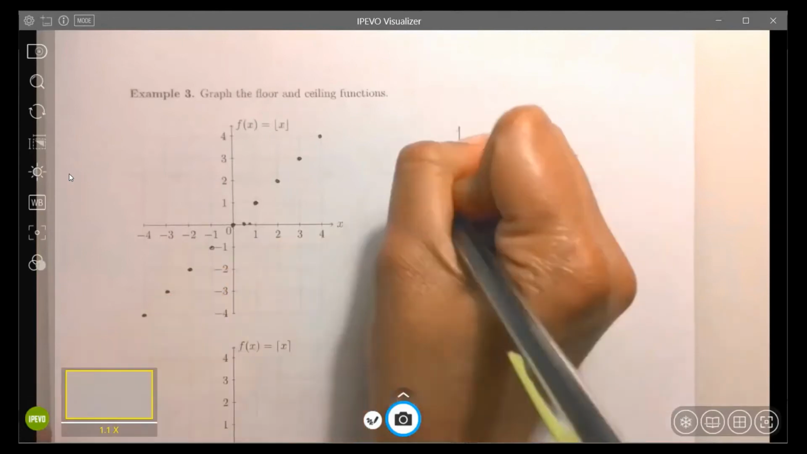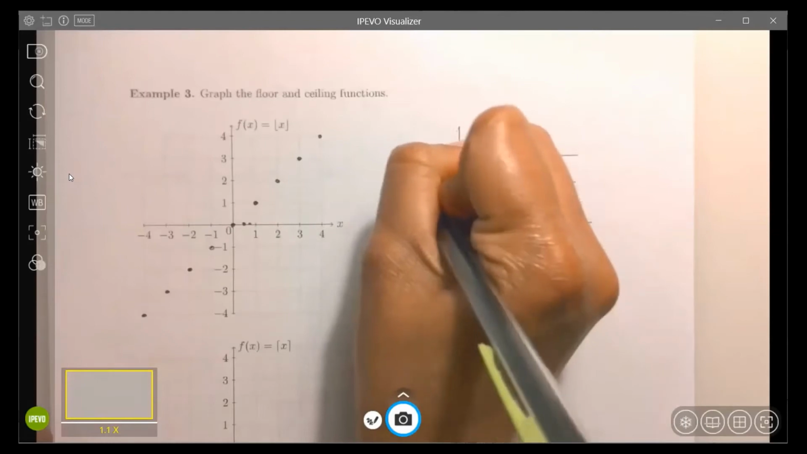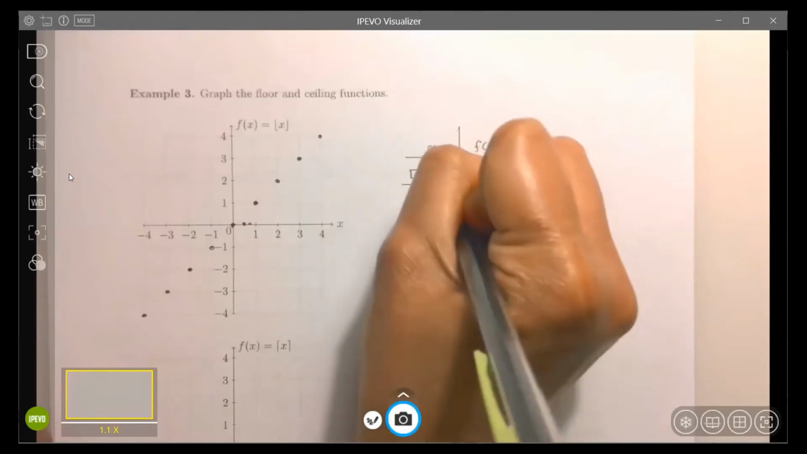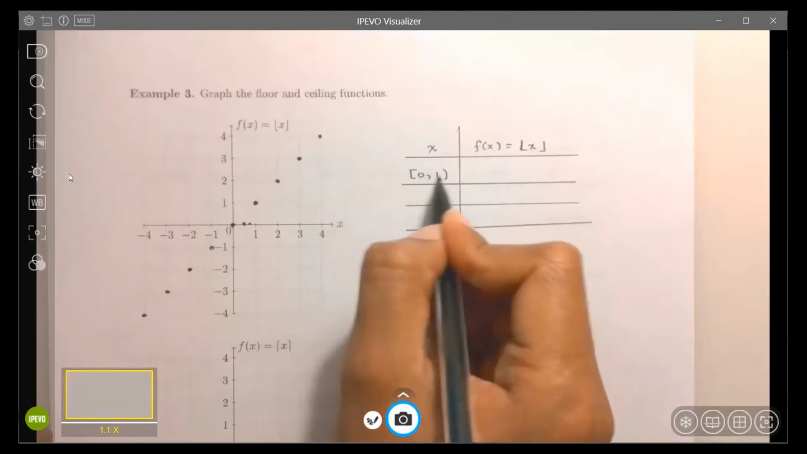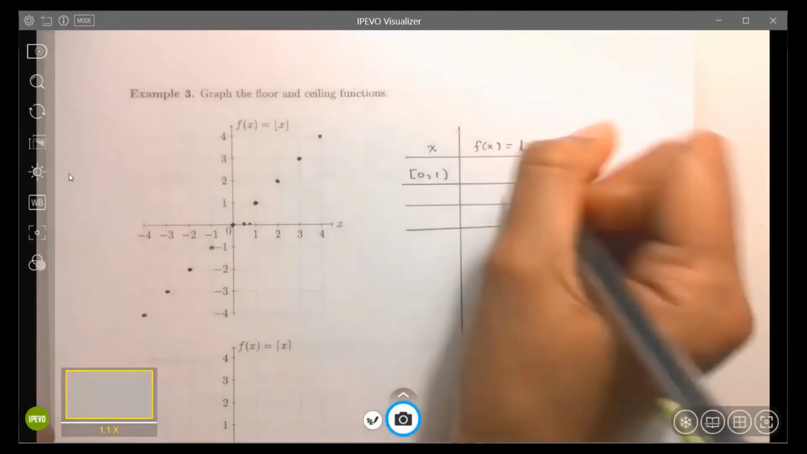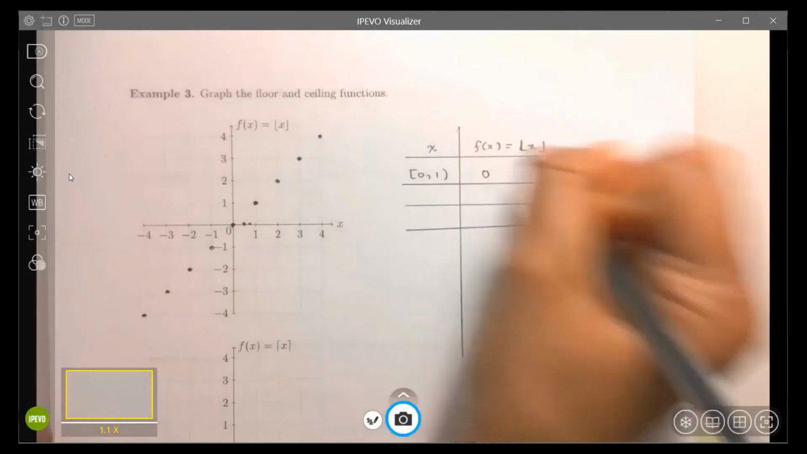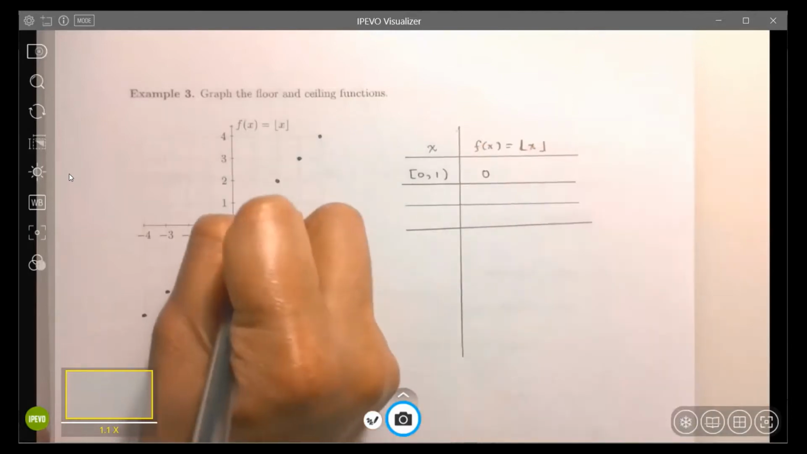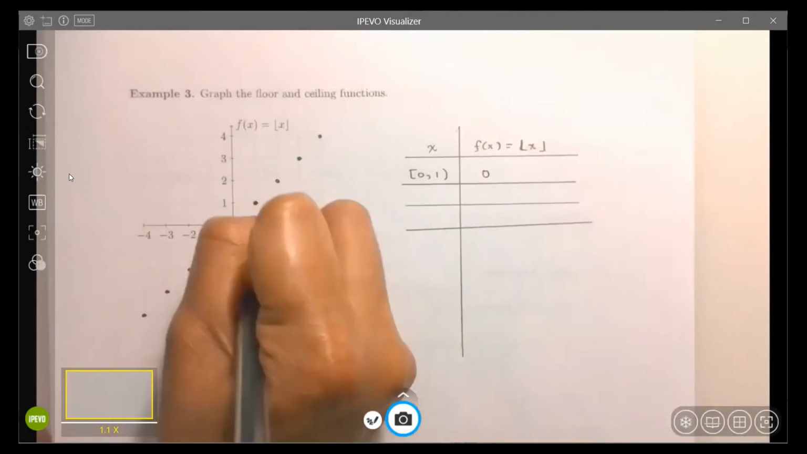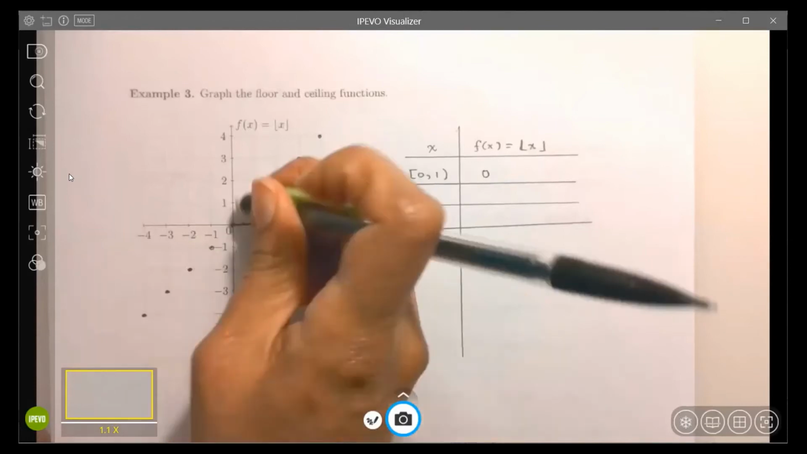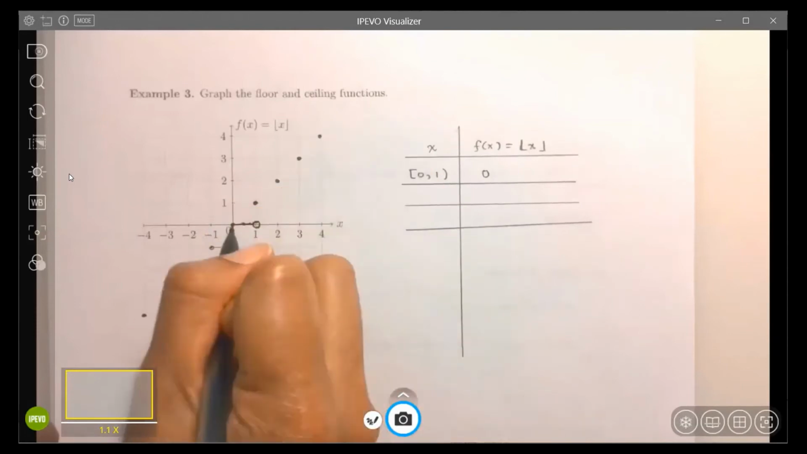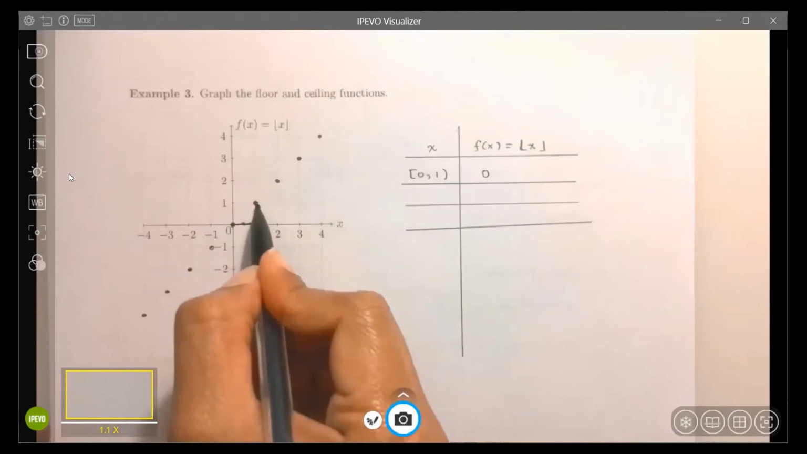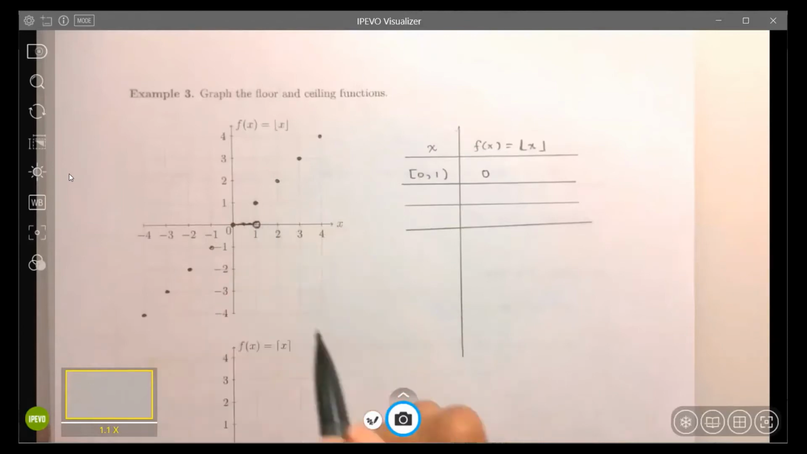So in fact, any number between 0 and 1, including the 0 and excluding the 1, any x value in that range, is going to get mapped to the y value of 0, meaning I'm going to have this situation. And then at 1, I'm going to draw an open circle, because at 1, we know that the floor of 1 jumps up to 1. Okay, so we end up with that point.